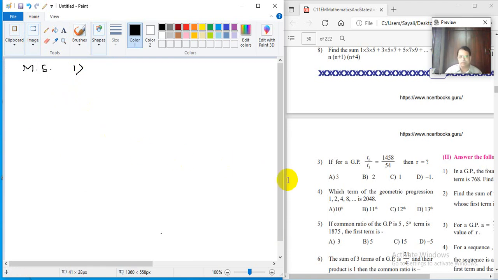So the fifth problem: if the common ratio of a GP is 5. Okay, so problem number 5. Again it is a problem on geometric progression. And what is given? The common ratio of the GP is 5. So they have given r is 5. And also they have given the fifth term is 1875. T5 is 1875, this is given to you.